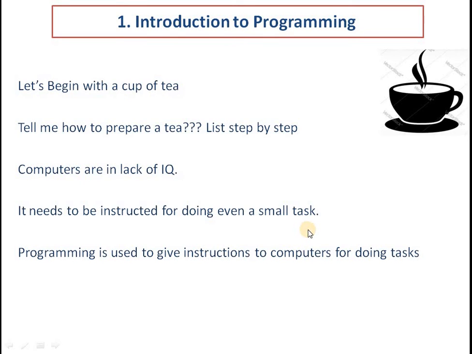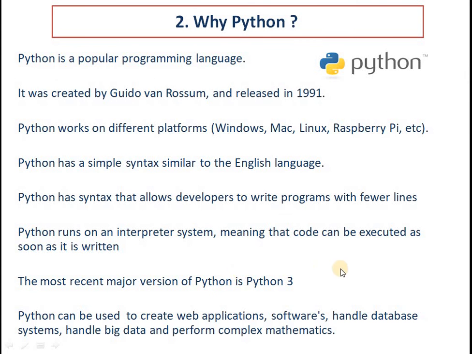In level 1 we had just introduced programming. You may be remembering the cup of tea, right? So programming is used to give instructions to computers, which lack IQ, so they need instructions to do anything. For that programming is used. We discussed why Python is being used. It's a popular programming language. Its syntax or coding is similar to the English language. It supports various platforms also.